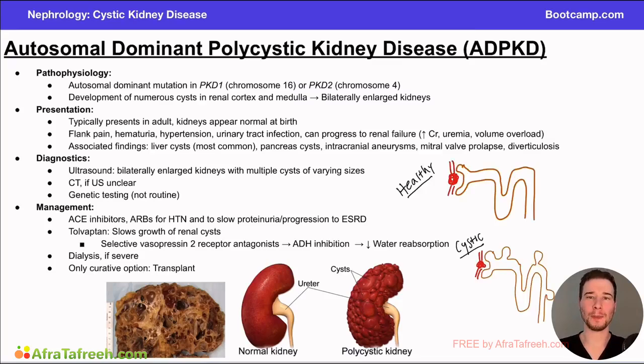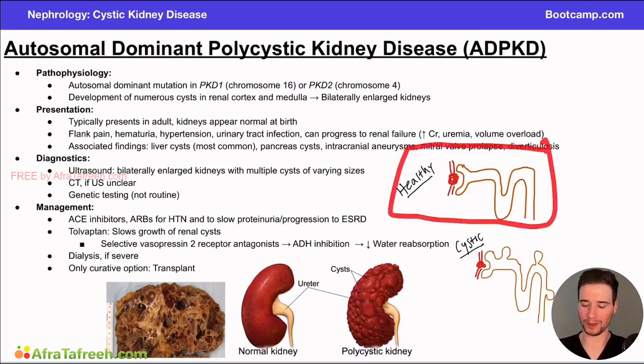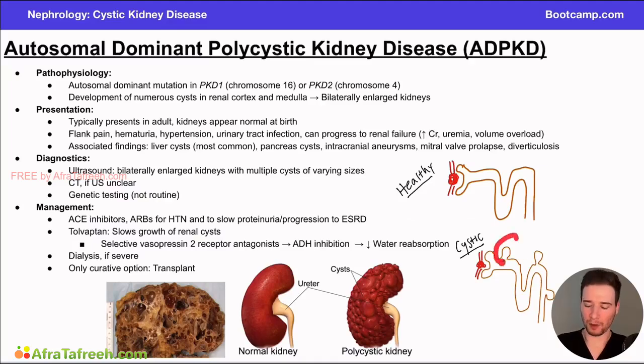And so at the microscopic level, we might see a normal healthy nephron that looks something like this. But in a cystic nephron, we have these little outpouchings that develop. And again, this is microscopically, but if you draw your attention over here macroscopically, we see a normal healthy kidney, fairly smooth on the outside. But a polycystic kidney is going to have a bunch of cysts.